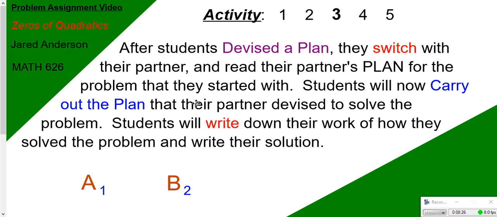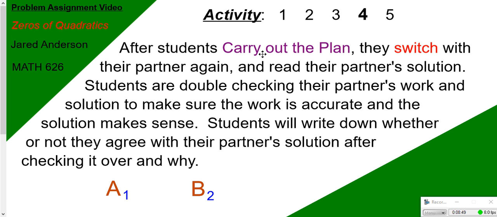Students will now carry out the plan that their partner designed to solve the problem. Students will write down their work of how they solved the problem and write down their solution. So again, A is now back with problem number 1, the one that he started with, but B wrote down how he should solve it. Same thing with student B and problem number 2.